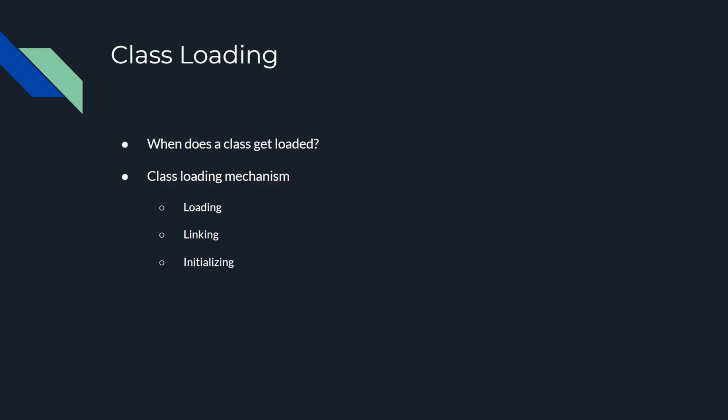So we covered loading and, number two, linking. The last step in the class loading mechanism is initializing or initialization. In this step, the class loader initializes the class. So at this step, the class will be fully initialized, and that completes the loading of a class. So we talked about the loading, linking, and initialization phases of the class loading mechanism.